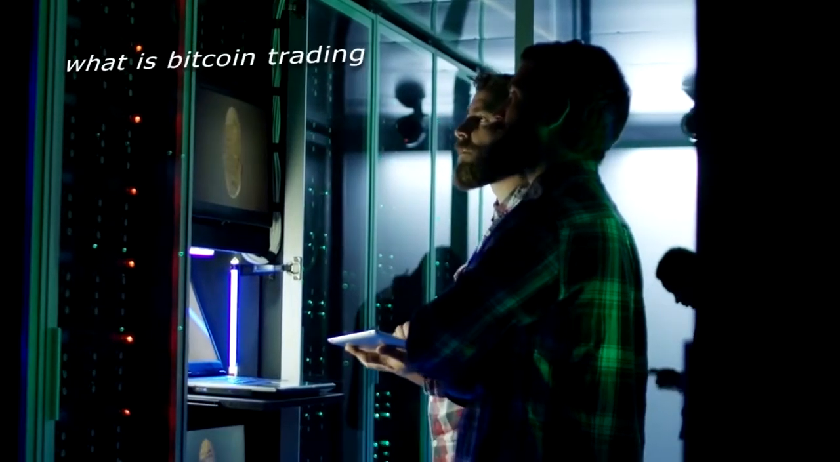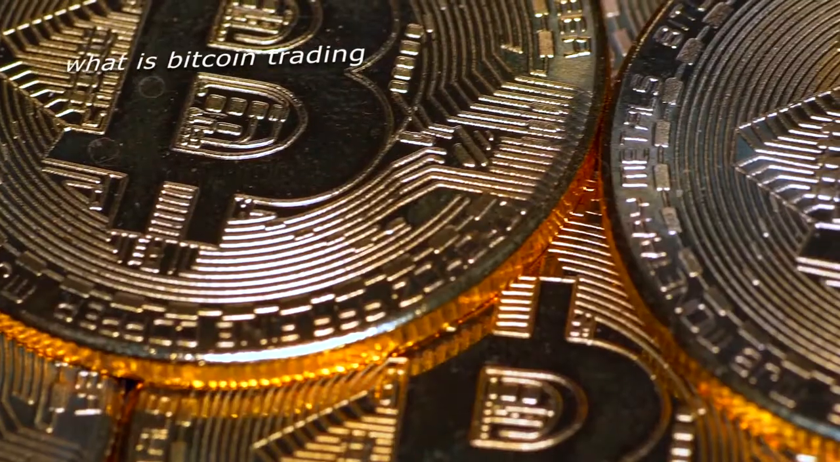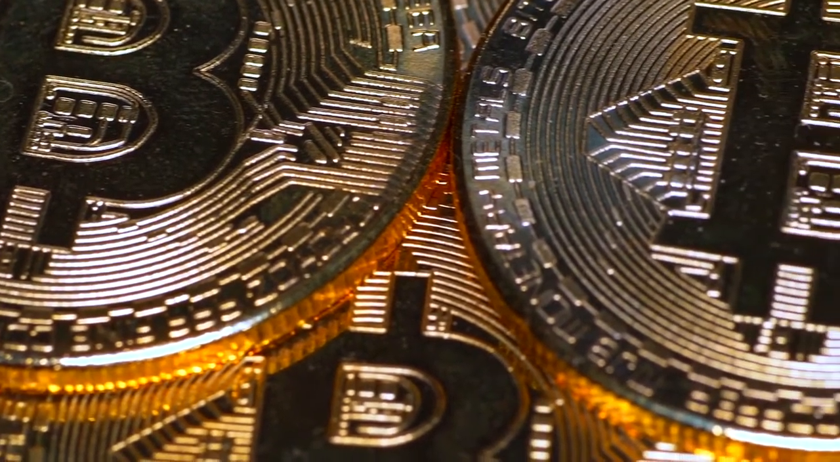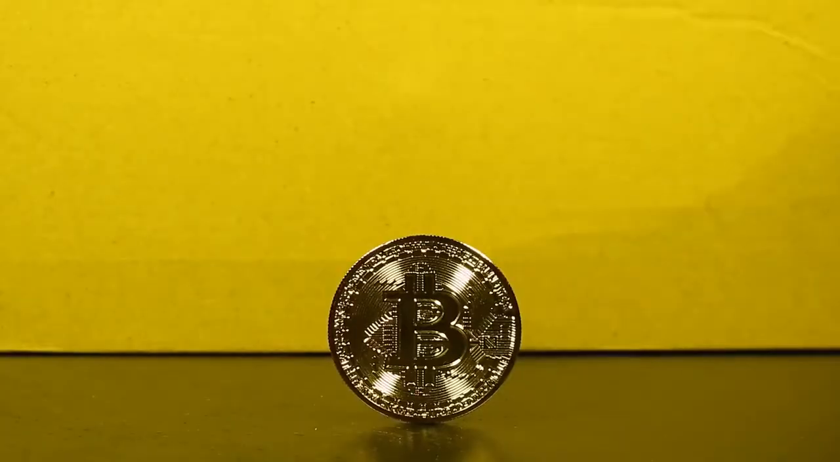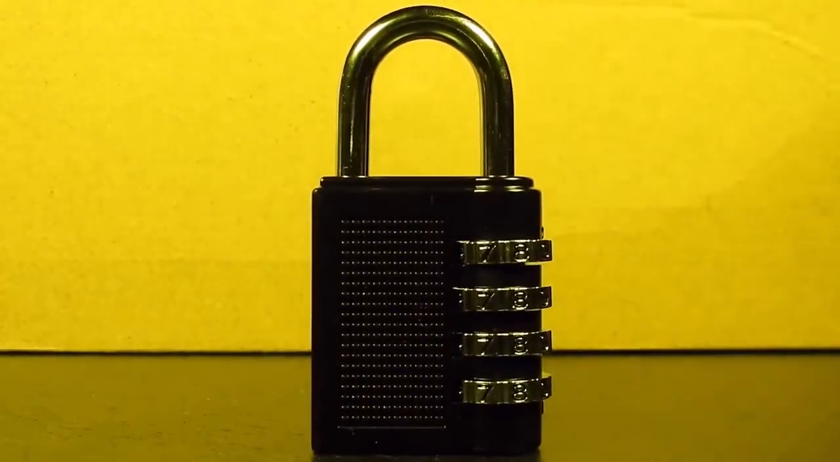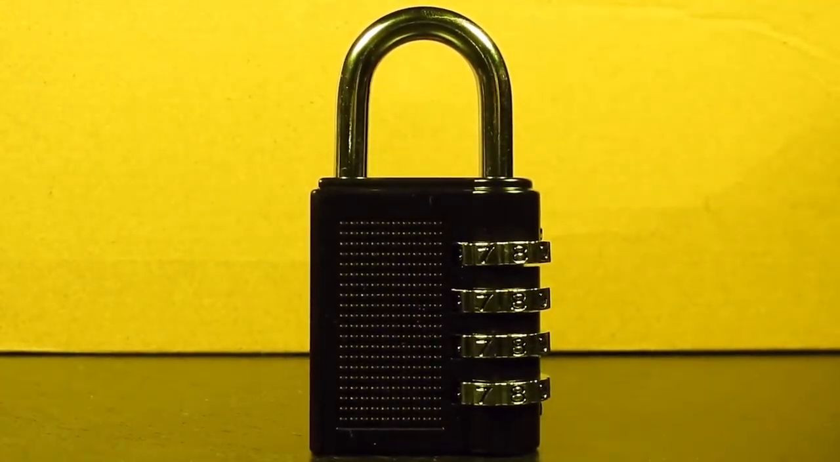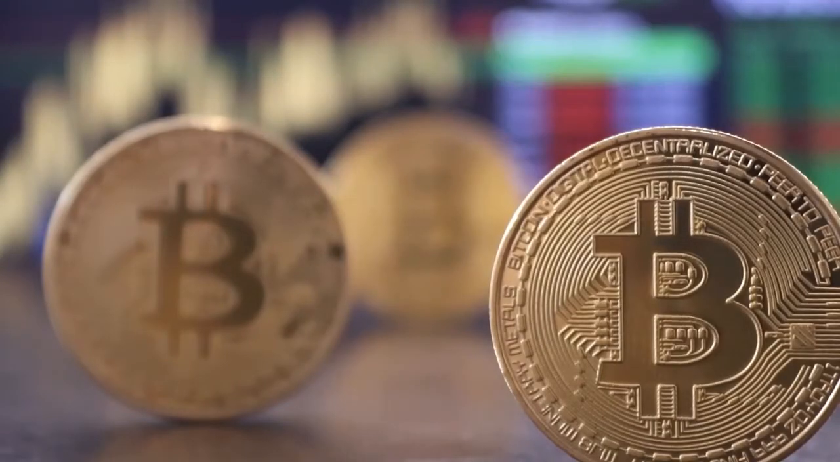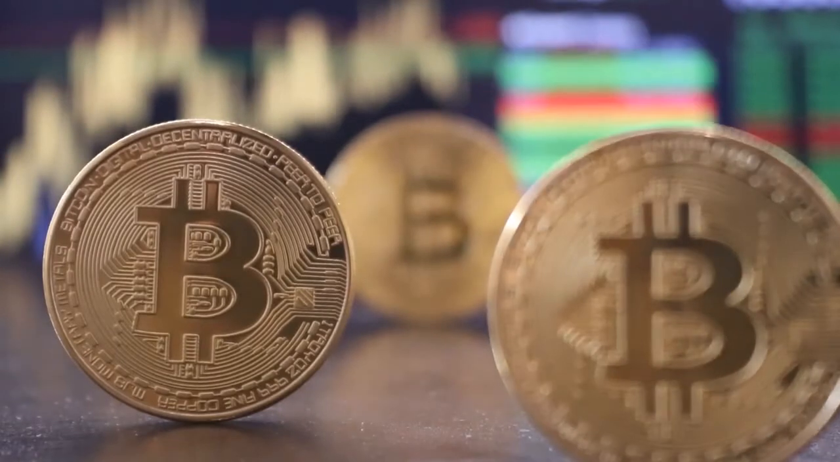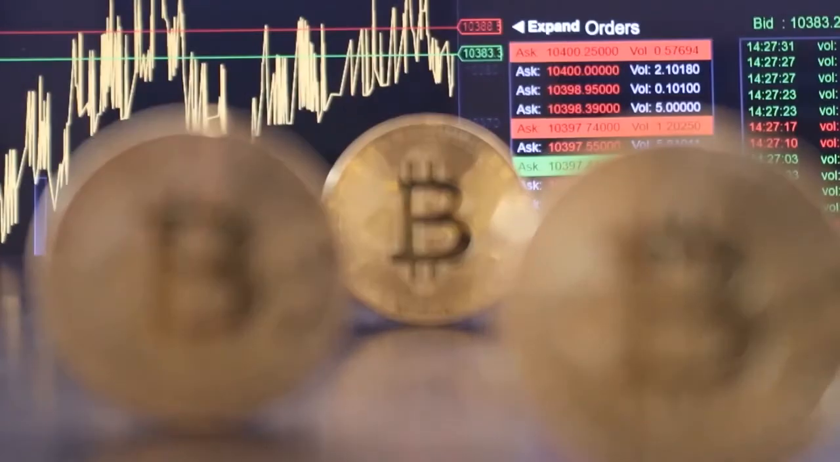Today our topic is on what is Bitcoin trading. Bitcoin trading is how you can speculate on movements in the cryptocurrency's price. While this has traditionally involved buying Bitcoin through an exchange, hoping that its price will rise in time, cryptocurrency traders are increasingly using derivatives to speculate on both rising and falling prices to make the most of Bitcoin's volatility.